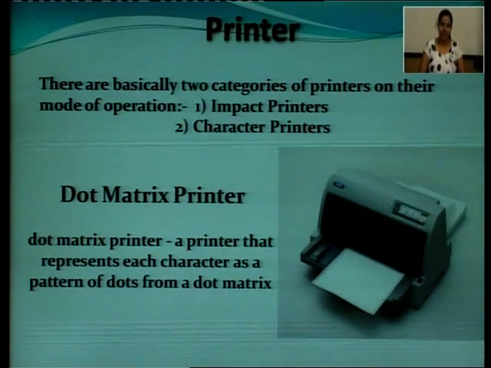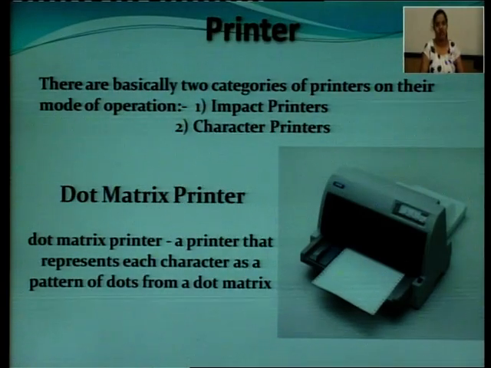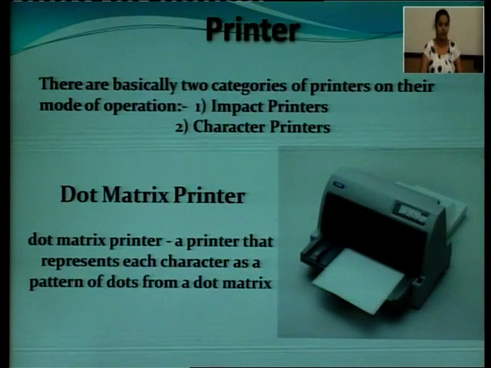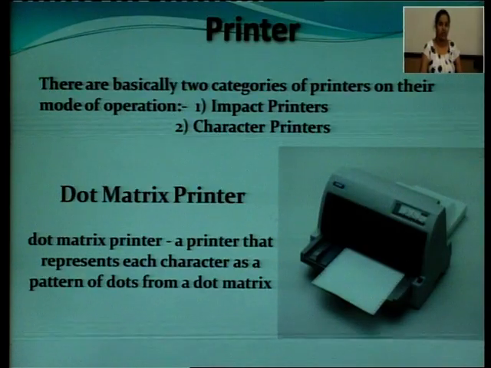Then come the printers. As we all see, to take the hard copy we need the printer. There are basically two categories of printer based on their mode of operation. The first is the impact printer and the second is the non-impact printer. A dot matrix printer is a printer that represents each character as a pattern of dots from a dot matrix. So it makes a small pattern in digital format, like an 8 format, so that we can visualize the soft data on paper.